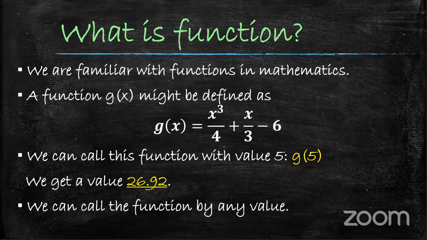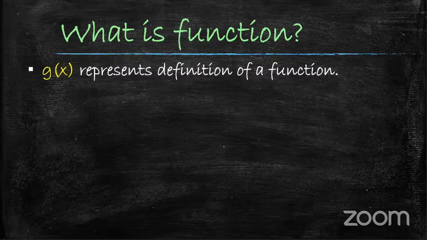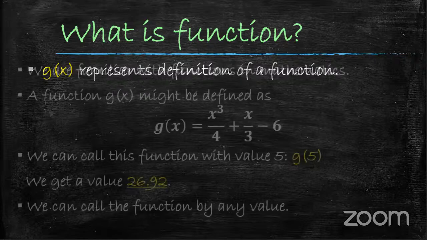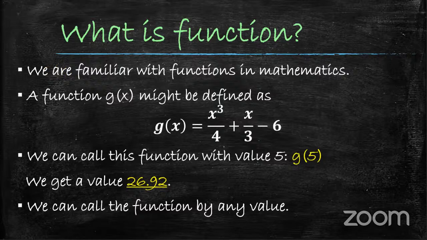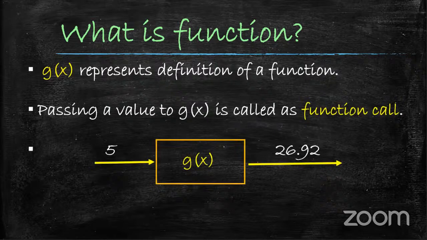We can call the function with any value. Any possible value of x is an input for this particular function. So g(x) represents the definition of a function. This mathematical expression is nothing but the definition of the function g(x). It's like you've got a black box called g(x). You provide a value, you get the output. It is as simple as this. That is clear?